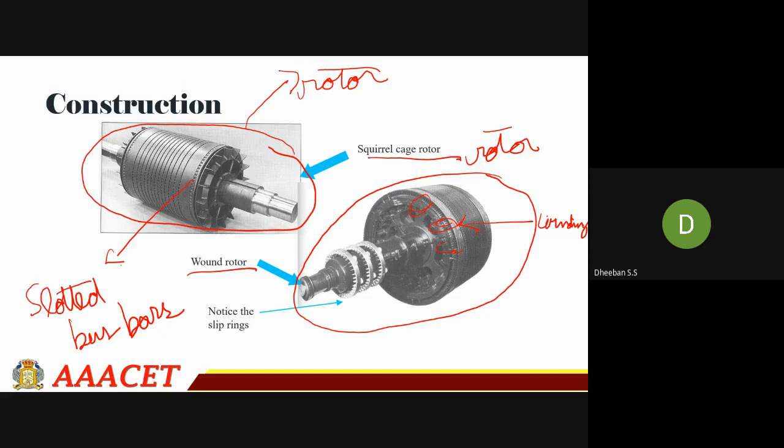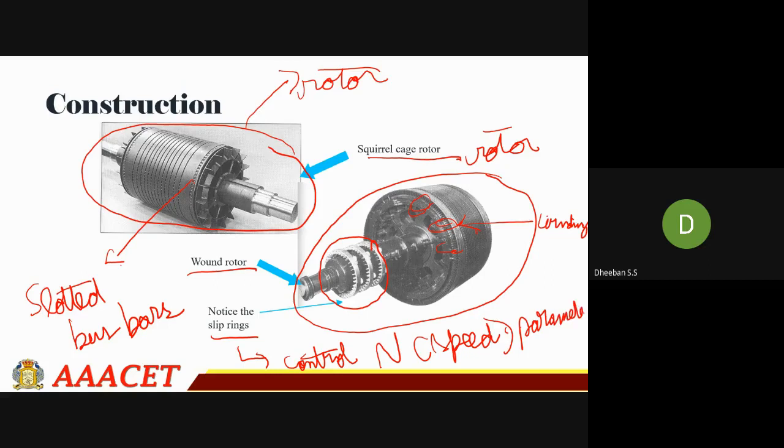Another main part is that here we will be having a slip ring. This slip ring is an important part in the control of your speed parameter, that is N. So this is the main difference between your squirrel cage and your wound rotor.